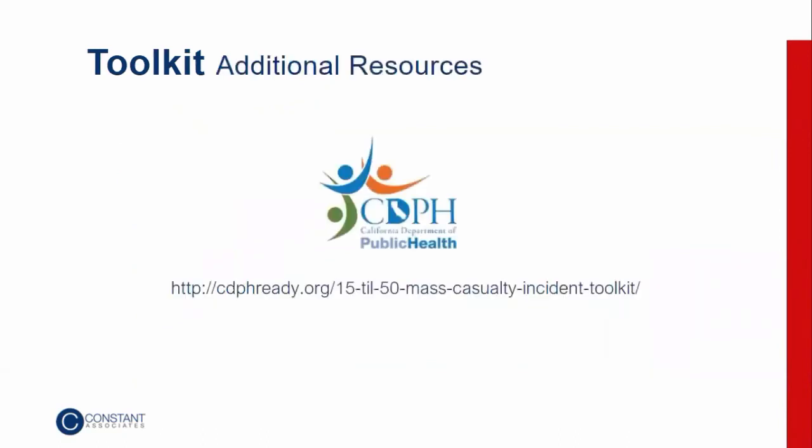Now, where you can find this toolkit is on the California Department of Public Health website, and I think you can see the link at cdphready.org, and there's a whole host of information there. This happens to be the 15 till 50 mass casualty incident toolkit, but I encourage you to go and look into this. Even if you don't use this in toto, you can at least adopt and adapt any of the resources you find available to you.